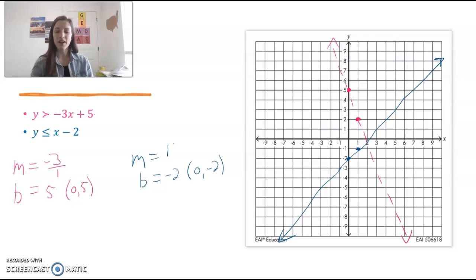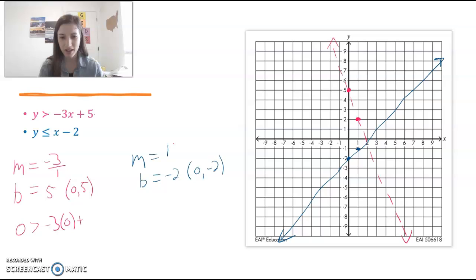And now is when we need to figure out how to shade. It's like what shading is going to look like. So for my pink one, I'm going to plug in my test point of 0, 0. I think 0, 0 is always the easiest to plug in if it doesn't go through it. So I've got 0 is greater than 5, which does not work. So because that doesn't work, I'm going to shade away from that 0, 0.